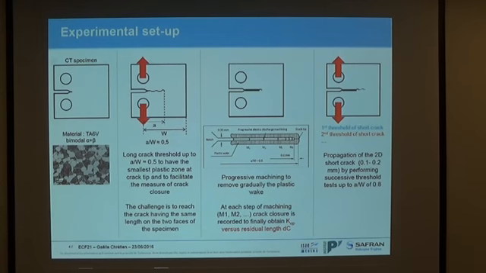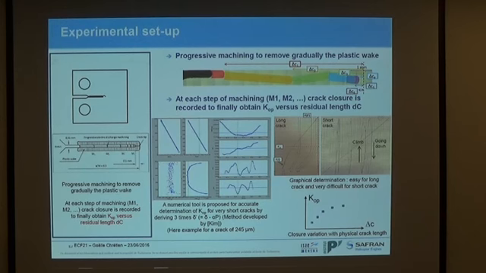We have to be very careful with the symmetry of the crack, so we have to control the crack length on the edge side of the specimens. The second step consists in progressively machining the crack wake and to realize crack closure measurement at each machining in order to obtain the evolution of the K opening with respect to crack length. It is detailed on this slide.